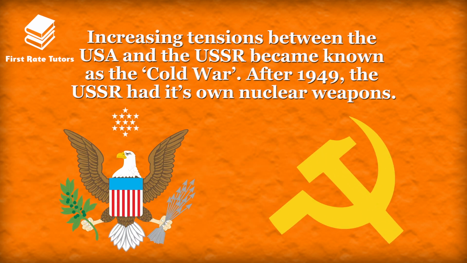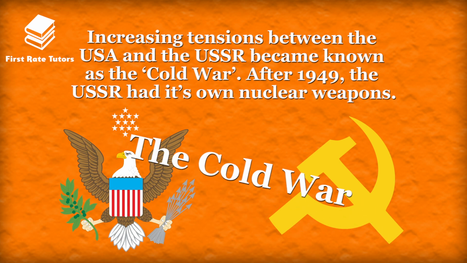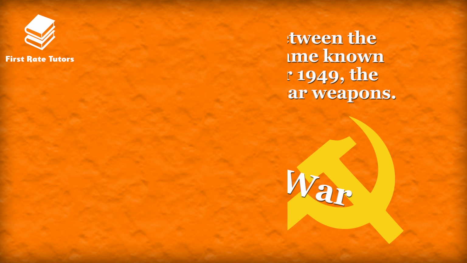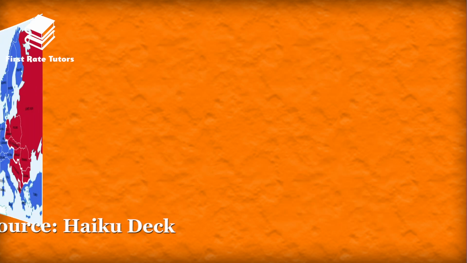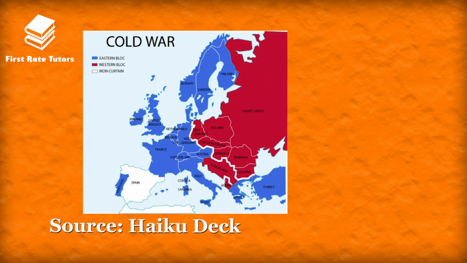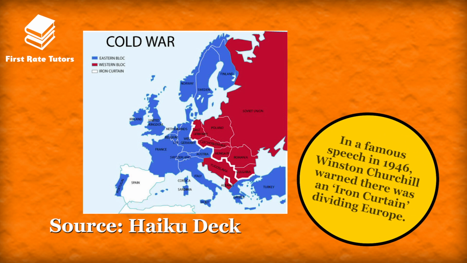There was no direct fighting. Both sides were afraid of another war, especially after 1945. And the USSR then developed its own nuclear weapons after 1949. Countries in Western Europe tended to support the USA. Most countries in Eastern Europe, however, were dominated by the USSR. In a famous speech in 1946, Winston Churchill warned that there was an Iron Curtain dividing Europe.